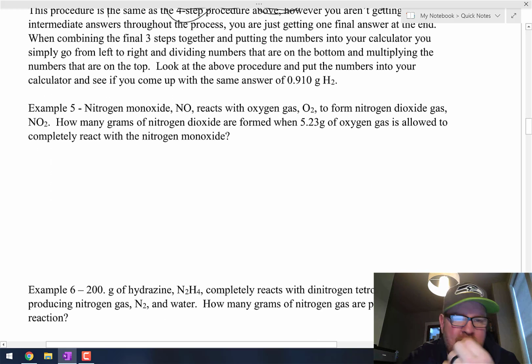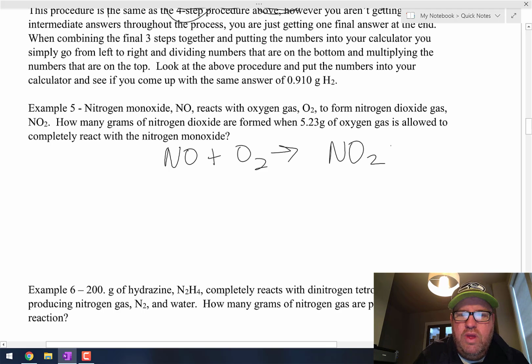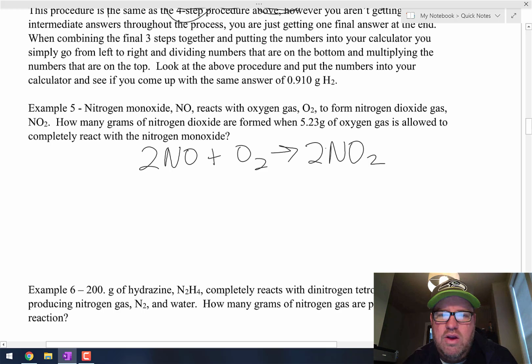So example 5: nitrogen monoxide, NO, reacts with oxygen gas to form nitrogen dioxide gas. How many grams of nitrogen dioxide are formed when 5.23 grams of oxygen gas is allowed to completely react with the nitrogen monoxide? Okay, so number 1, we have to write a balanced equation. So NO reacts with oxygen gas O2 to form nitrogen dioxide gas, NO2. We need to balance it, so we're going to need a 2 here and a 2 here. Now we have 2 nitrogen atoms on both sides and 4 oxygen atoms on both sides.